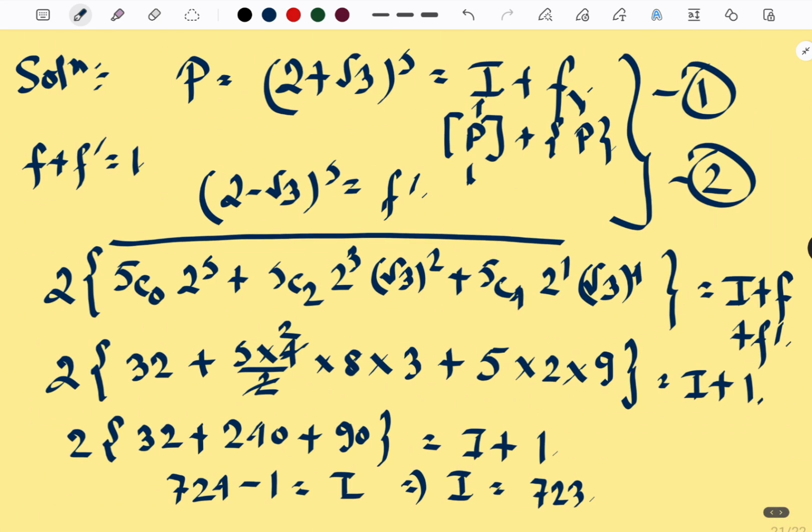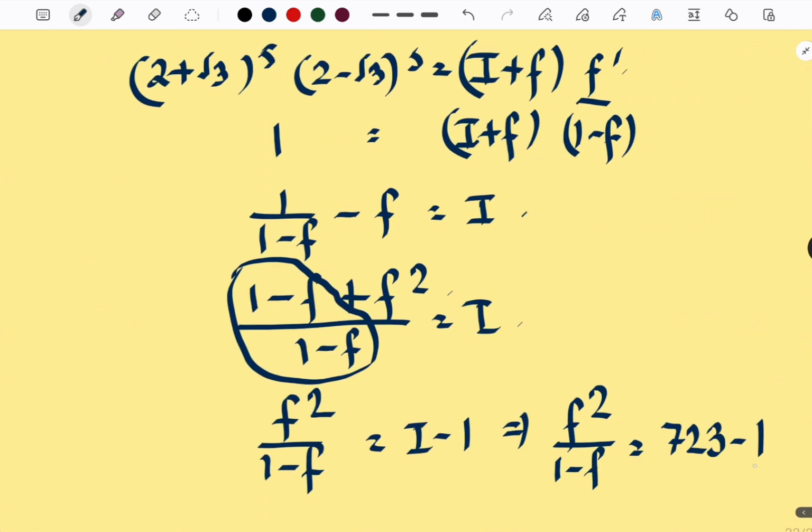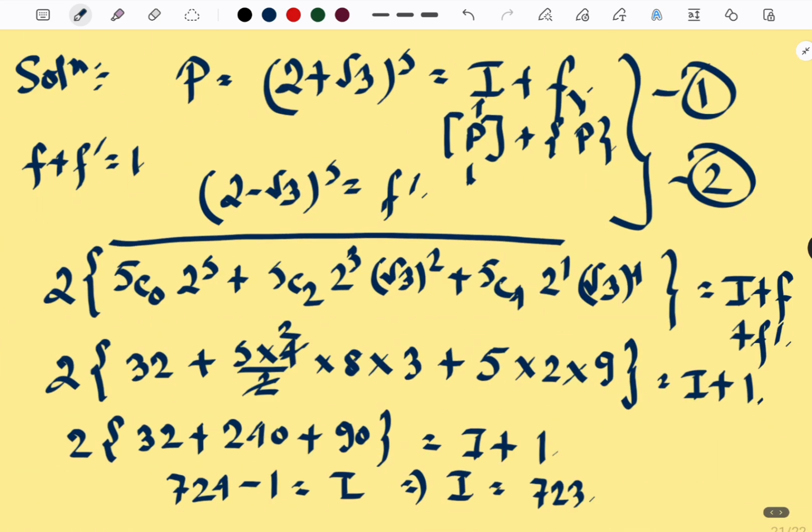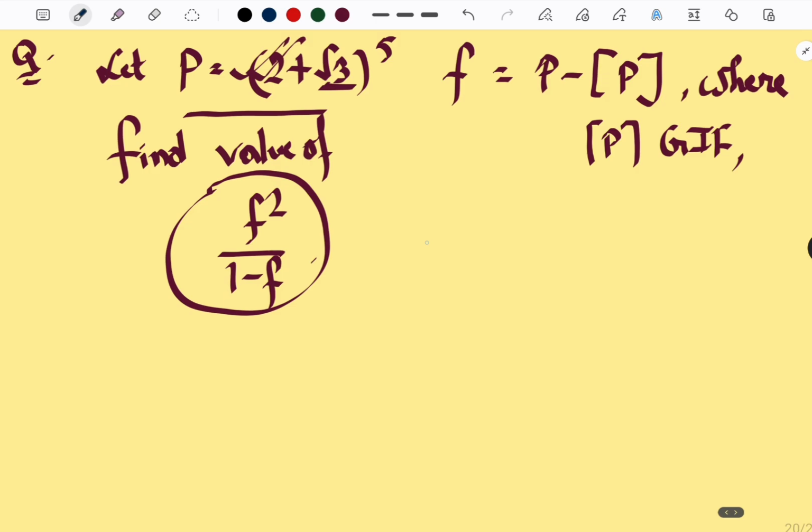So therefore f squared by 1 minus f will be equal to I minus 1. What was the value of I? 723. 723 minus 1 is equal to 722. So the value of this will be 722.